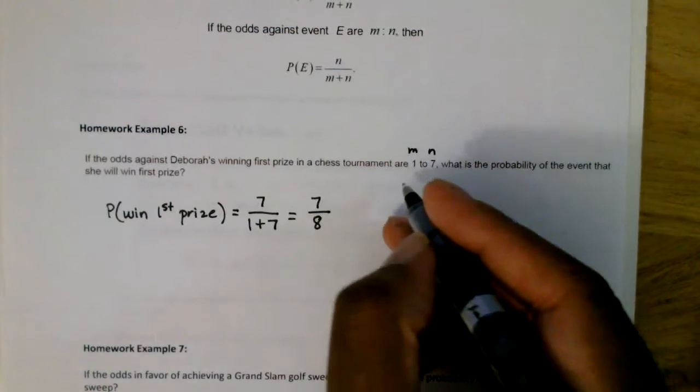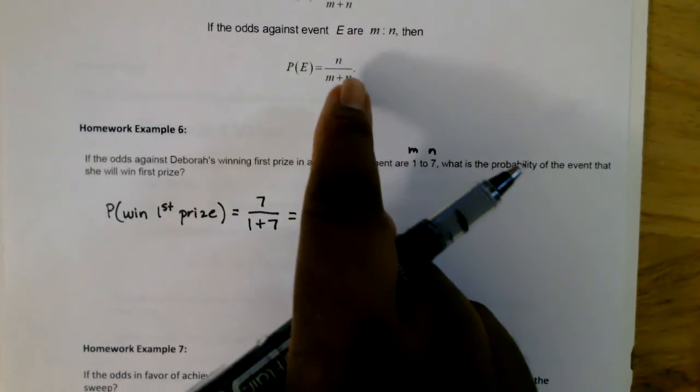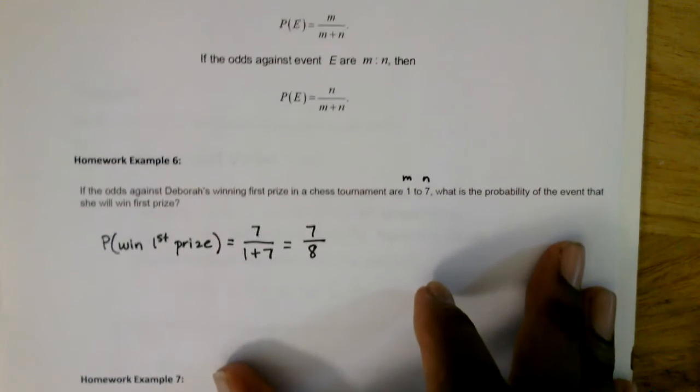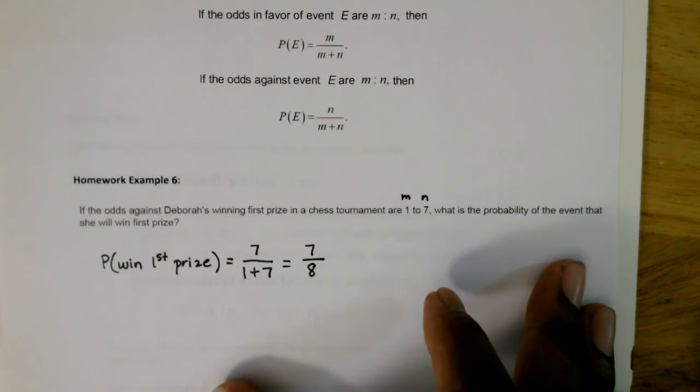That's all there is to it. Just have to identify what M is and what N is. For odds against, we take the second number. That would be your numerator. And then add the two numbers together, that would be your denominator.